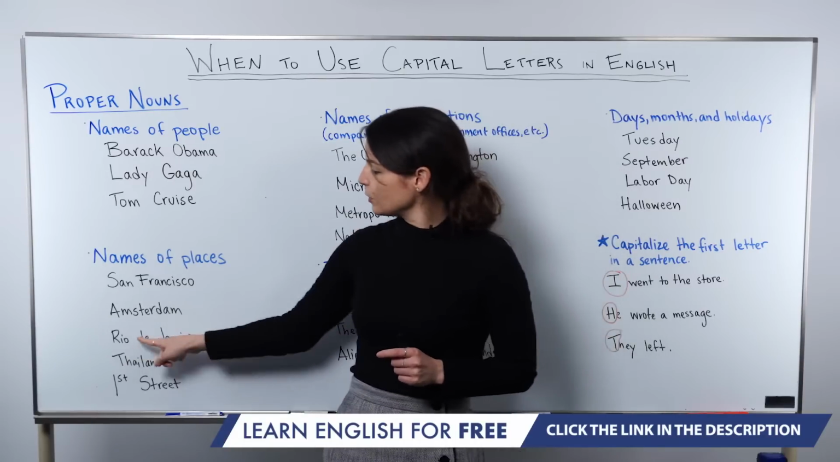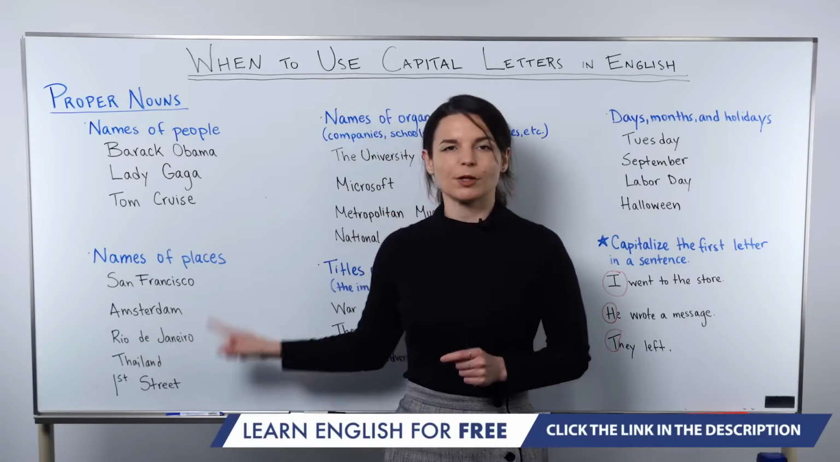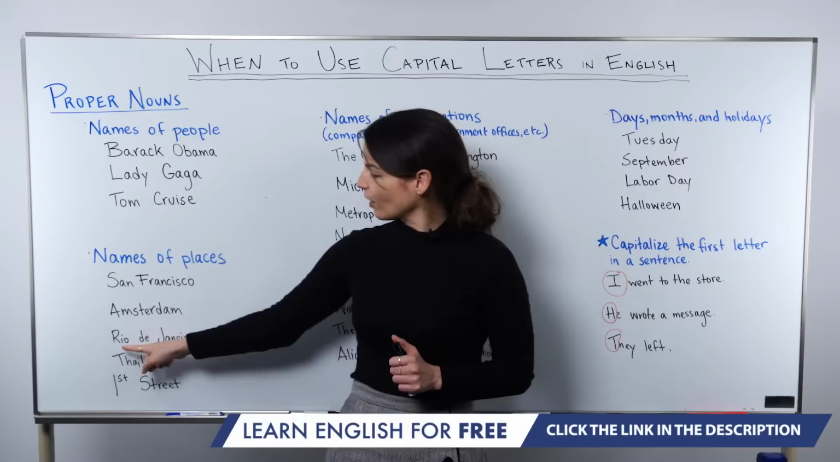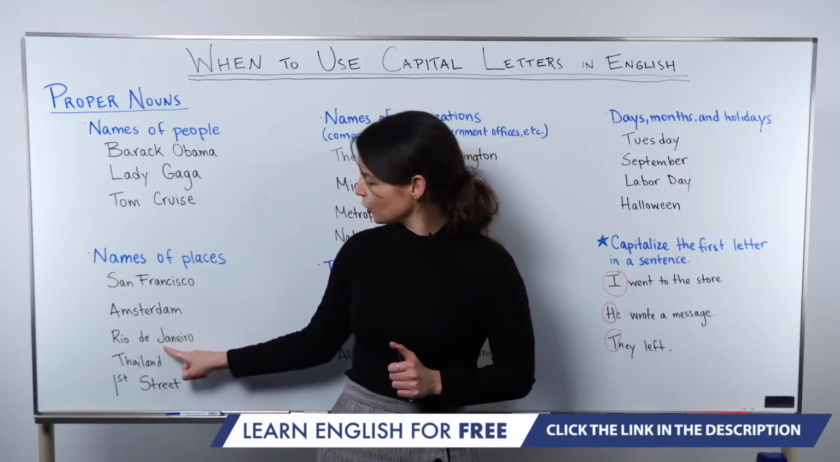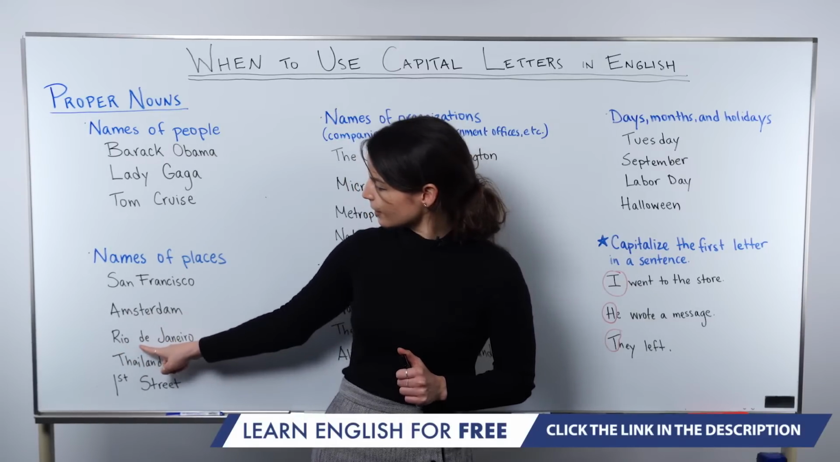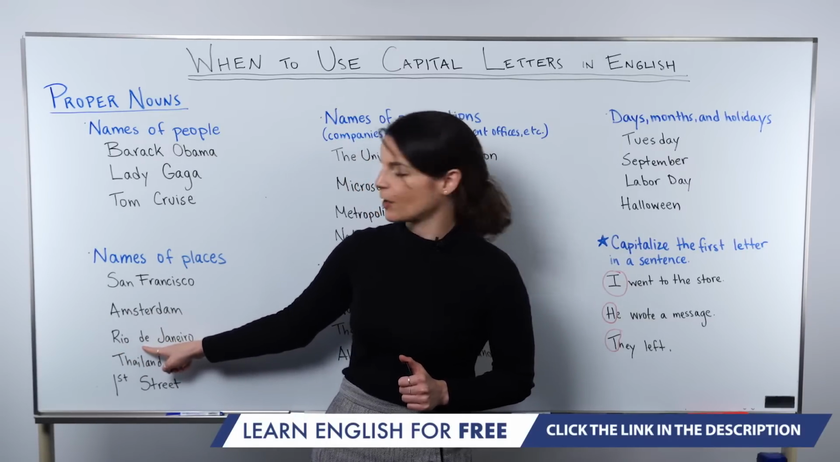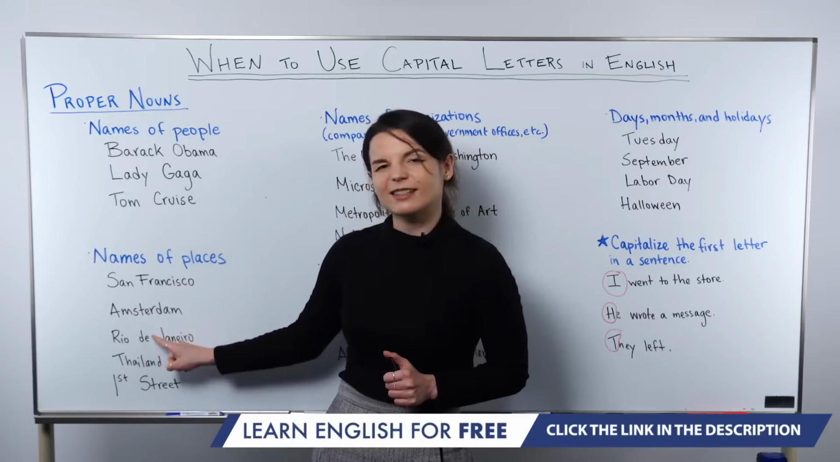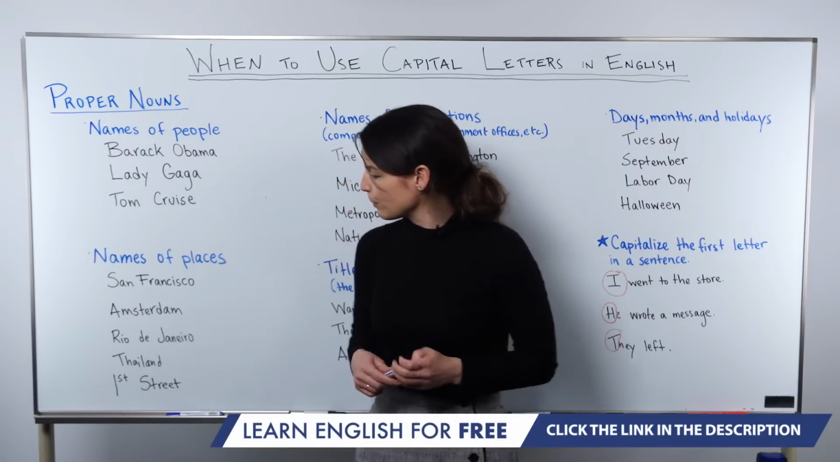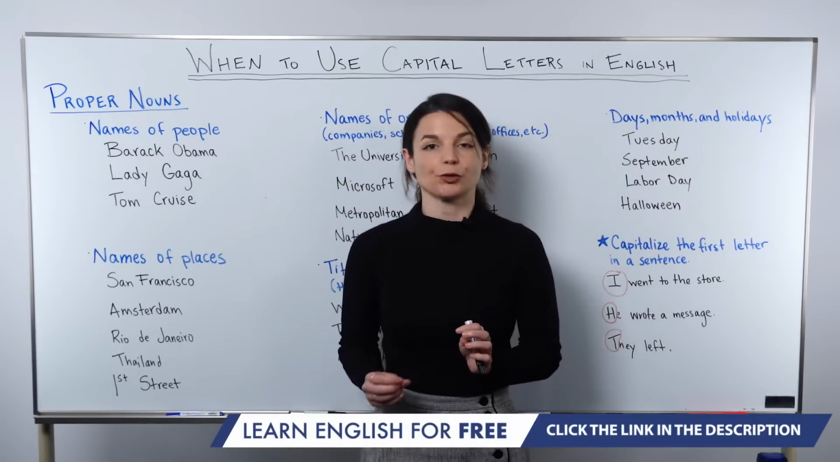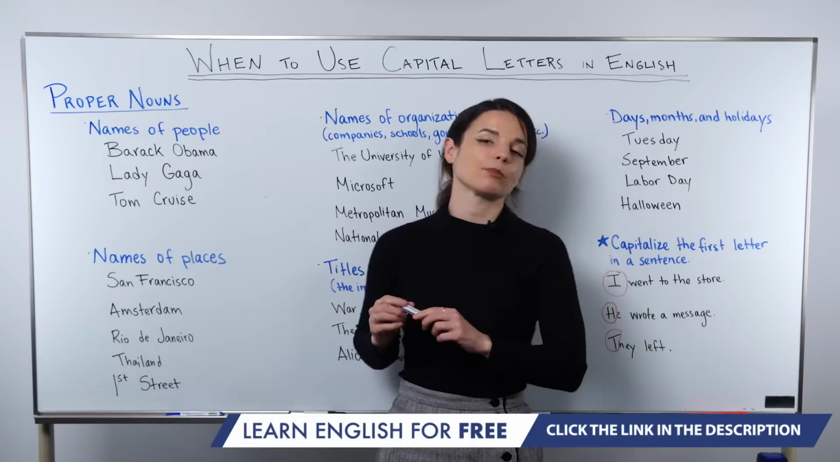This is Rio de Janeiro. Rio de Janeiro. You'll notice here, perhaps, the R is capital and the J is a capital. This little d, though, is not. So this is one kind of exception to this capitalization rule, and we'll see this in some other examples later.